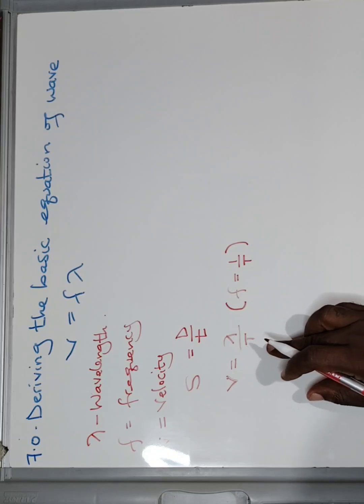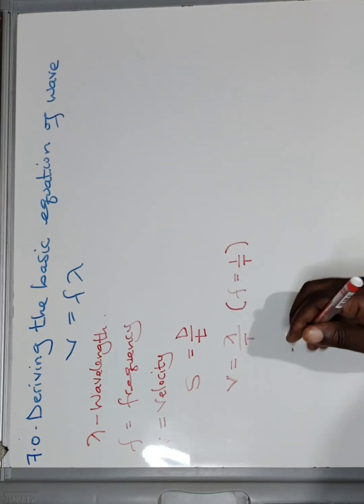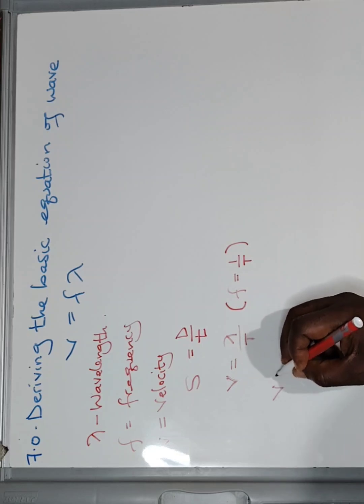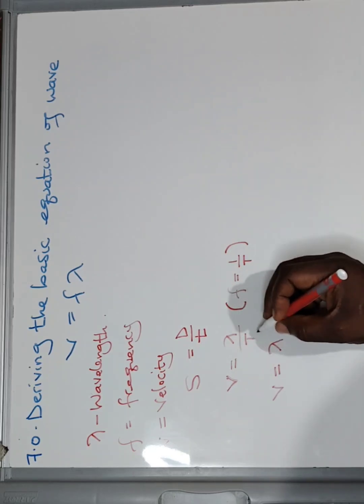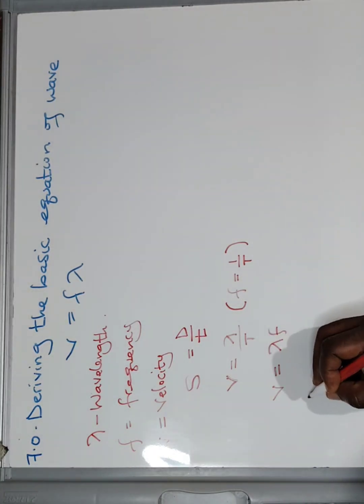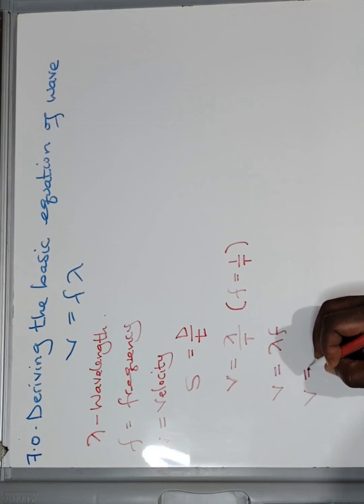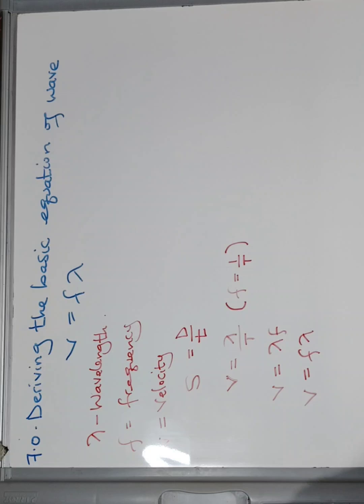So if we decide to take out T and replace it with frequency, we are going to have v equals lambda f, which most of us write as v is equal to f lambda. So this is how this equation comes about.